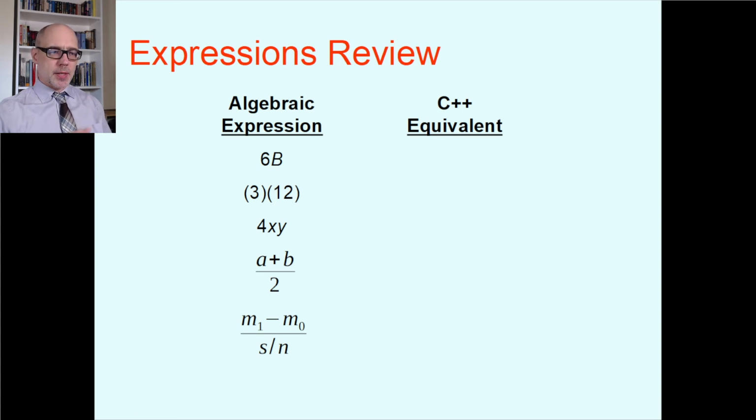So this first one, right, what you're looking at there is 6 times b. You get the multiplying for free because of the juxtaposition. So in C++, you don't get that for free. You can't write down 6b. You're going to have to write the times symbol to indicate the multiplying. So that actually would be 6 times b.